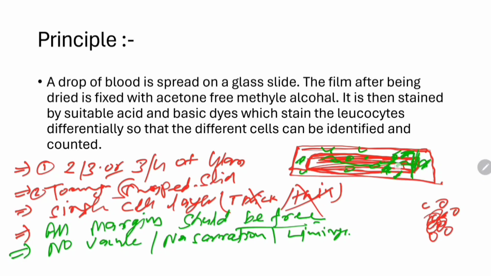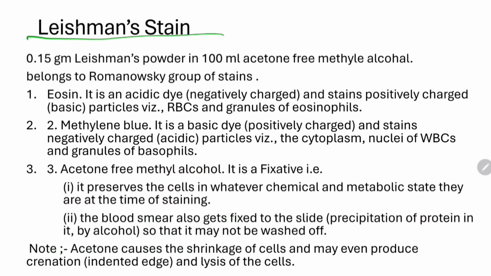If you stop in between like this, then there will be a straight lining. So these are the basic precautions we should take during the preparation of the glass slide, and this is called an ideal blood film or ideal blood smear. So the composition of Leishman stain is very important.